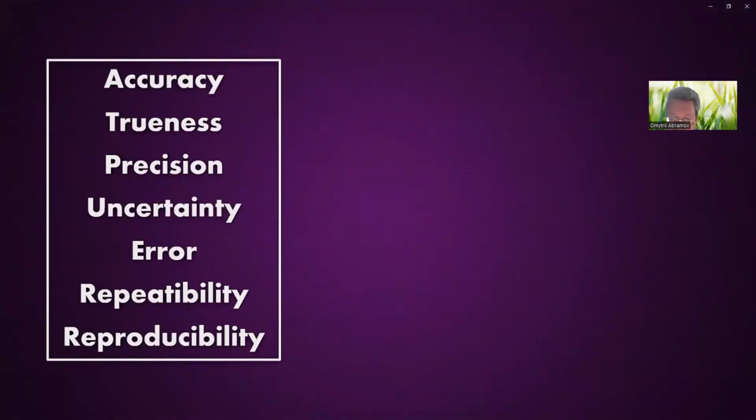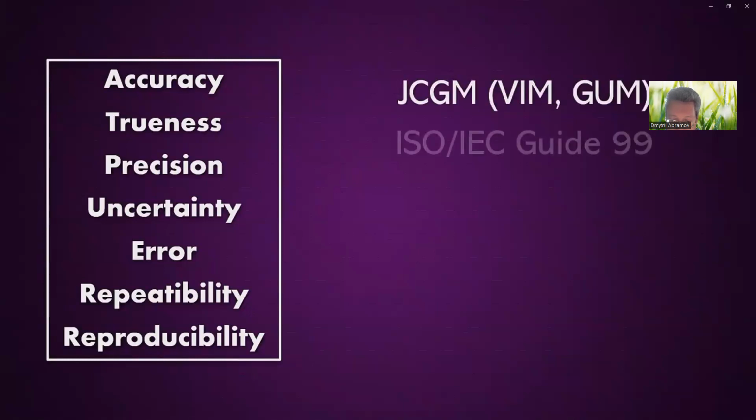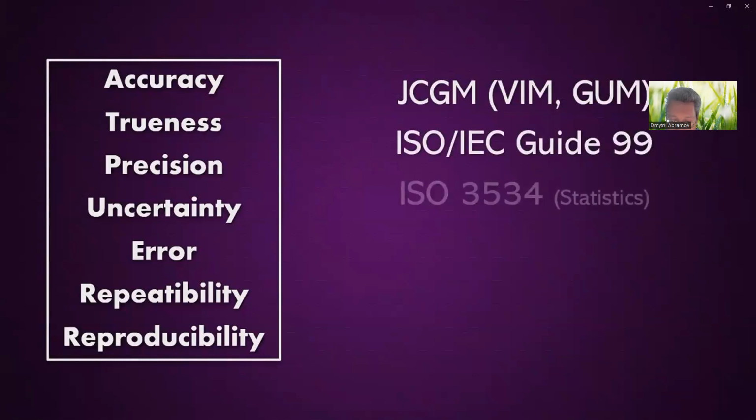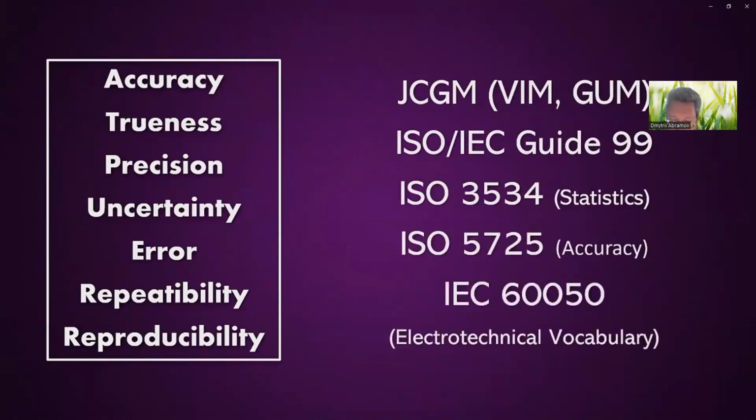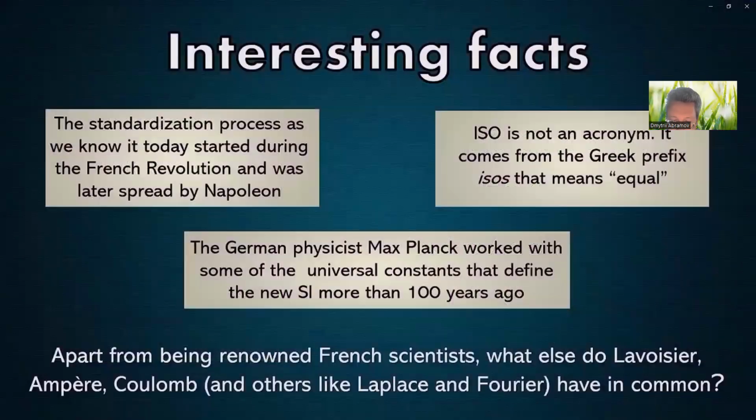These concepts are also officially defined in different documents and standards, such as the International Vocabulary of Metrology and the Guide to the Expression of Uncertainty in Measurement. Both documents are written by the Joint Committee for Guides in Metrology and serve as reference for the Guide 99 of the ISO and the IEC. The standards ISO 3534, ISO 5725, or IEC 60050 provide more details on these concepts and measuring instruments. To conclude, here are some interesting facts and a question you can answer in the comments.